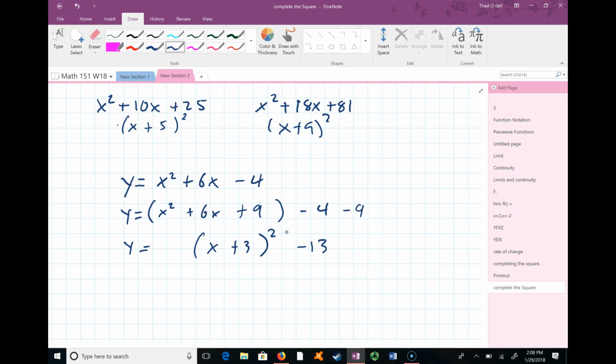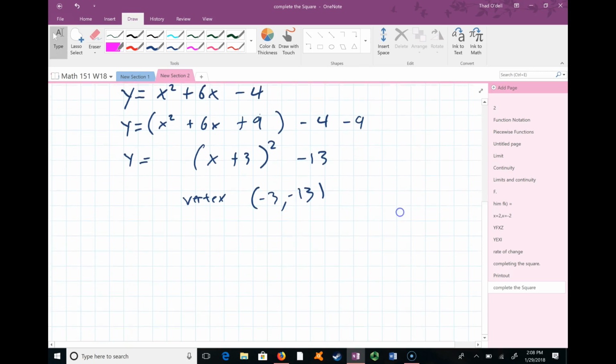So we took an equation here in standard form. I could not just look at it and pull out the vertex. But now that it's in this form, I know the vertex is located at (-3, -13), just by looking at it. So that's completing the square.